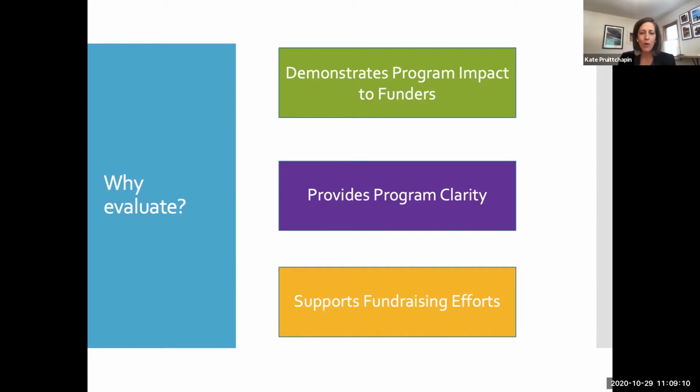It also provides program clarity, right? So that everyone, including your staff and your volunteers, your funders, the community at large, they all have a sense of where you're headed, right? What is your route down the river? And most programs need additional funding, right? You need to raise that additional funding, whether it's through fundraisers or writing grants, whether they're foundations, whatever it may be. And so an evaluation can really help paint the picture of the importance of the program so that you can raise more money.